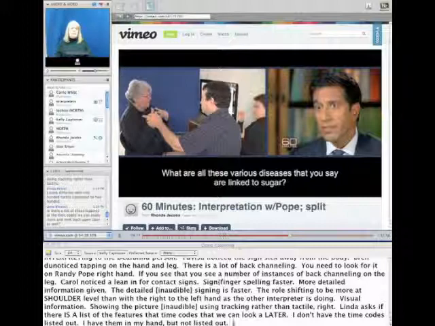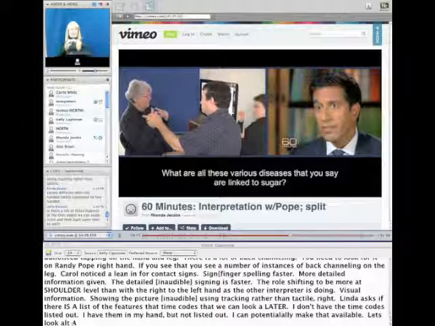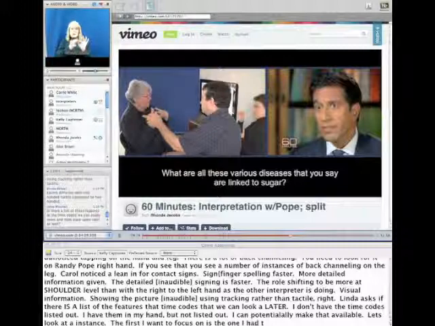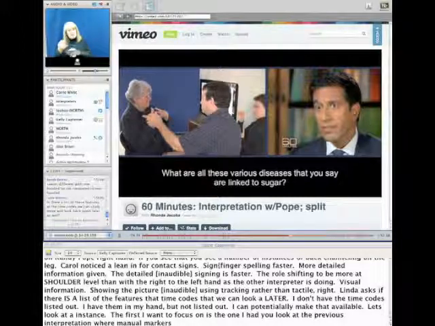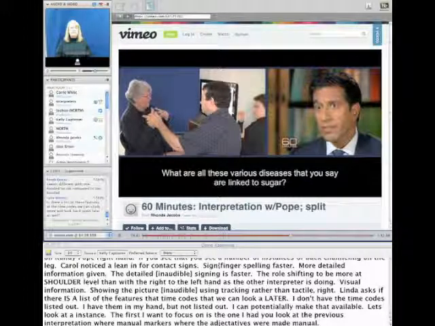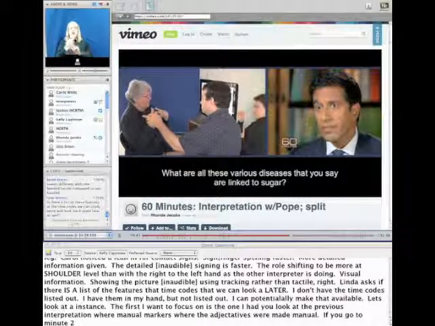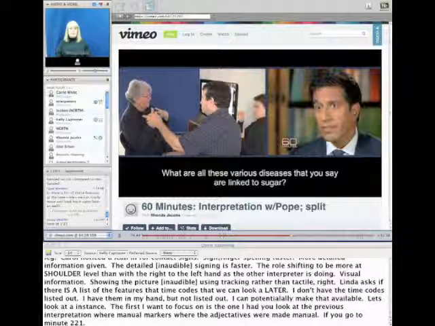So let's go back and look at a couple of those instances specifically. And one I want to first focus on was the one I had you look at on the previous interpretation right at the end, where the non-manual markers were made manual, or the adjectives were made manual. And if you'll go to minute 2:21, notice the affect, that's the affect sign that's made manual at minute 2:21.